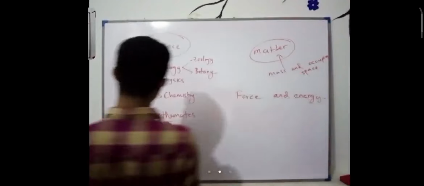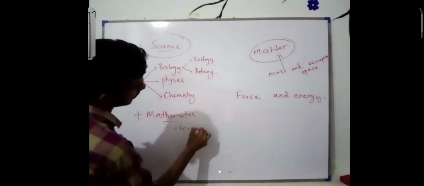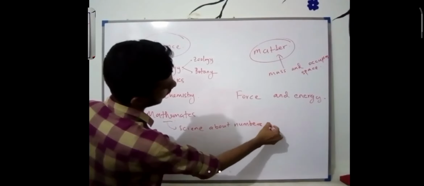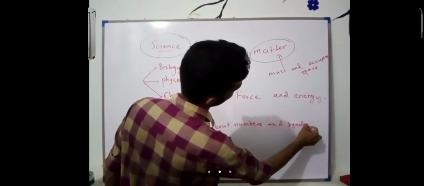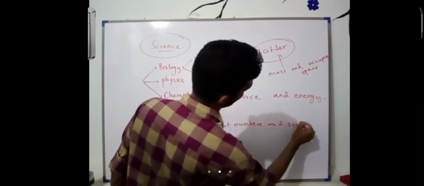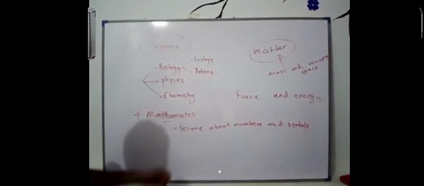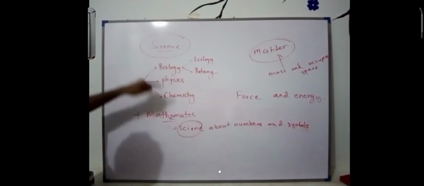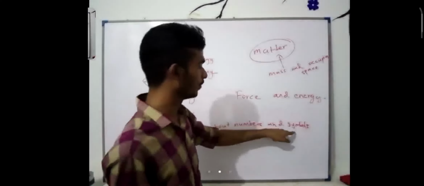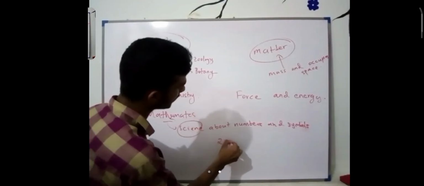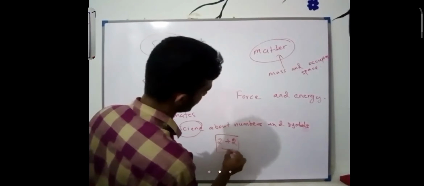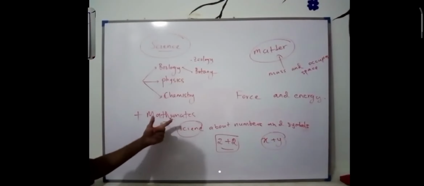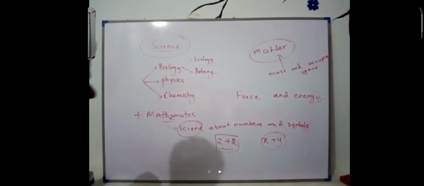Mathematics is a science. It is also a science about numbers and symbols. Okay? So, mathematics is also a science. I already told you. It's the science of numbers and symbols. For example, if you add 2 plus 2, it's a science of numbers. If you add x plus y, these are symbols. We are going to study these things in mathematics.